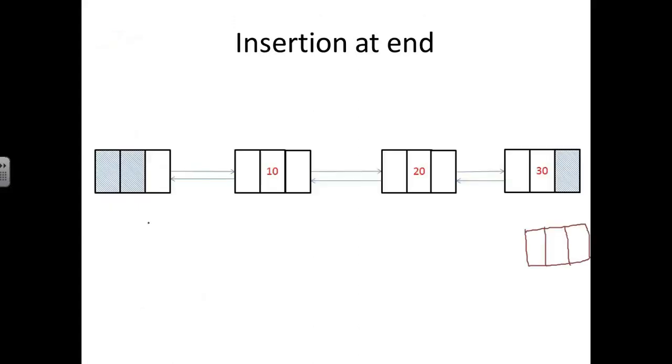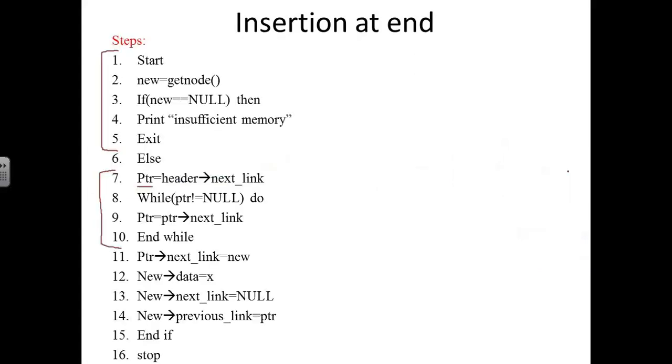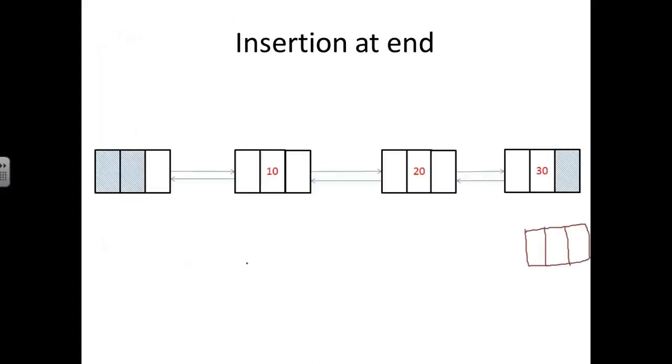So when it reaches the last node, now this is the pointer node. When I try to update pointer equals pointer's next link, pointer value will become null. So when it becomes null, it won't enter into the loop. It will come out of the loop. So now what we are doing? We are making pointer's next link equal to new. So this particular field will be pointing to the new node now.